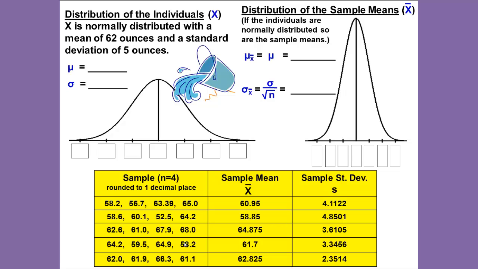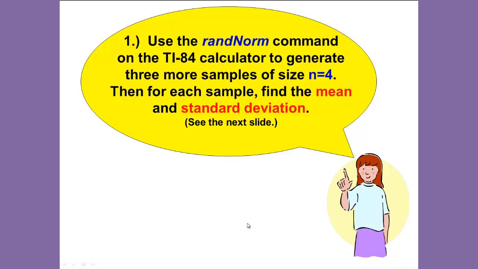We now have our 2 distributions, one for the individual buckets of water and one for the sample means, where we would create an infinite list of sample means. Now we just created 5 here. Now we're going to create 3 more, and that's by answering question number 1. Ms. Borlaug uses the TI-84 calculator to have her students create 3 additional samples, and you can do this and follow along as well.